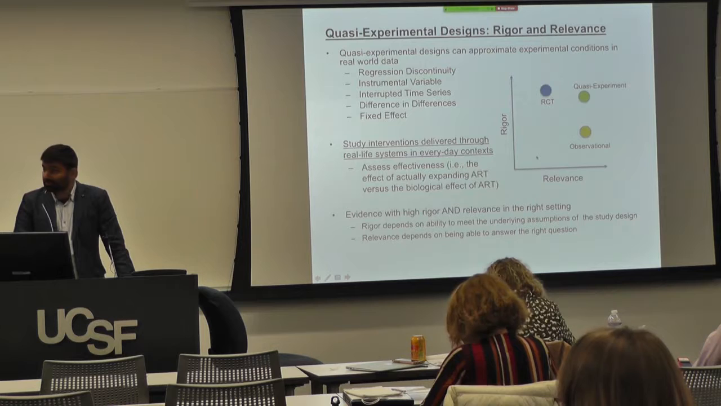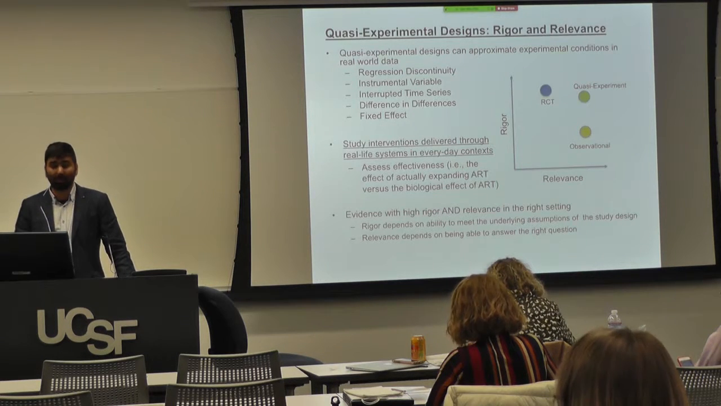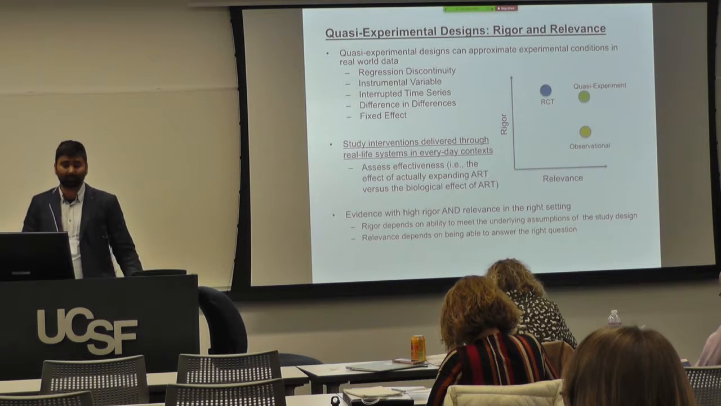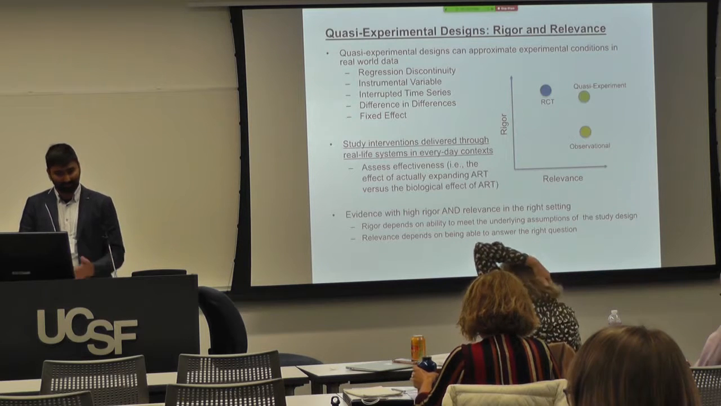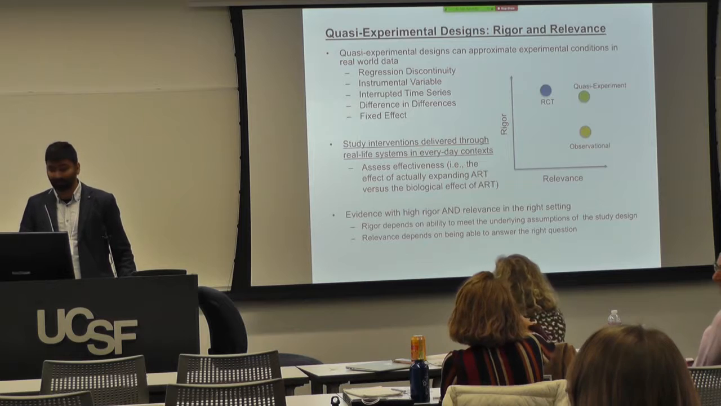So one potential solution to understanding this effectiveness question is quasi-experimental designs, which are basically study designs that attempt to approximate experimental conditions using real-world data. Examples of these include regression discontinuity, instrumental variables, interrupted time series, and I think sometimes difference in differences and fixed effects studies are also included in this.